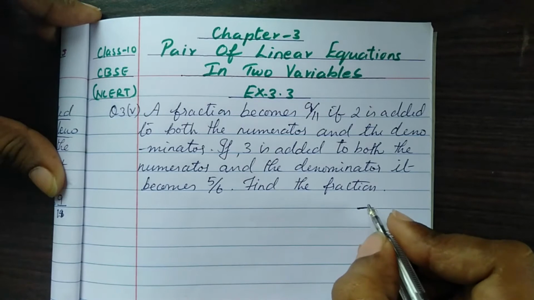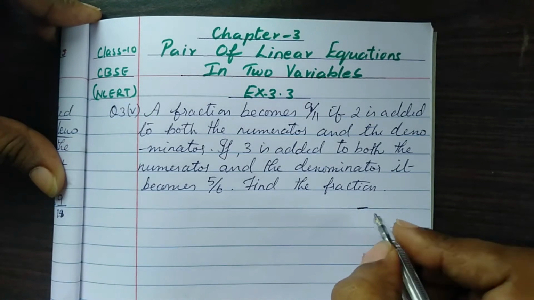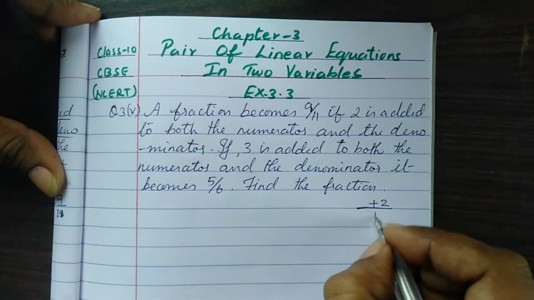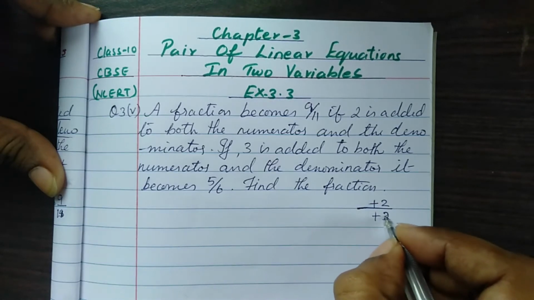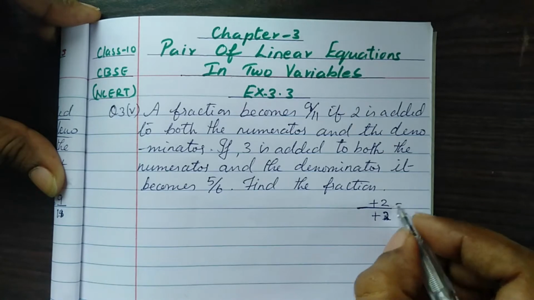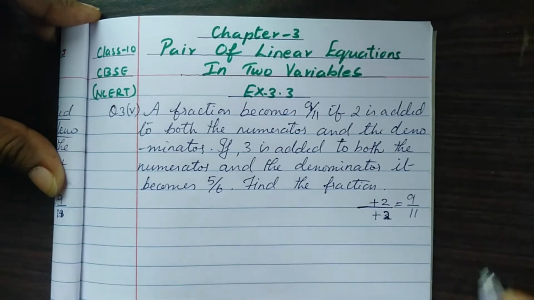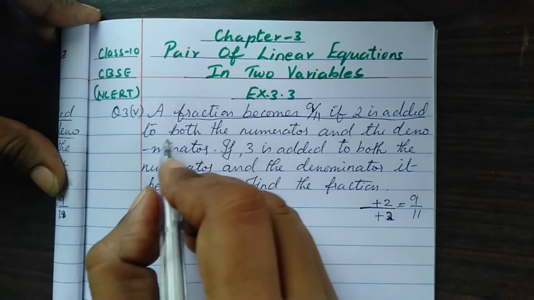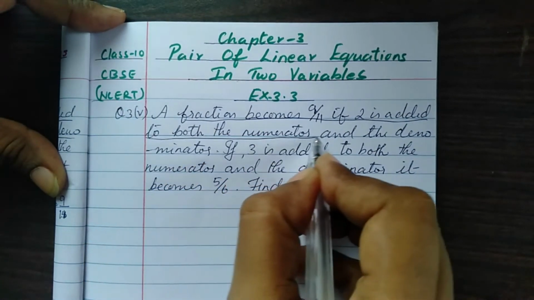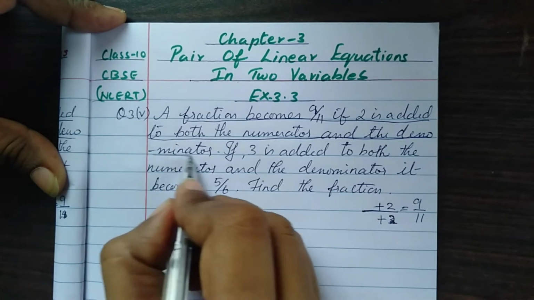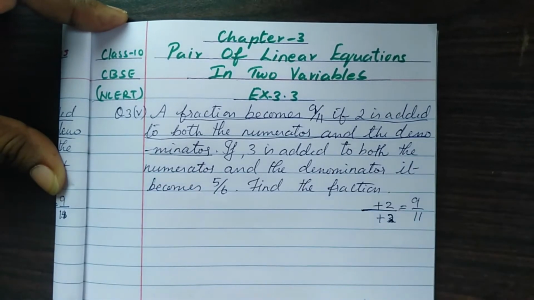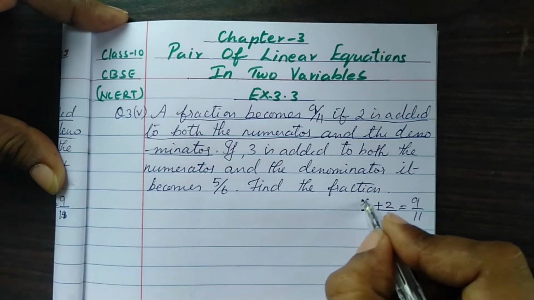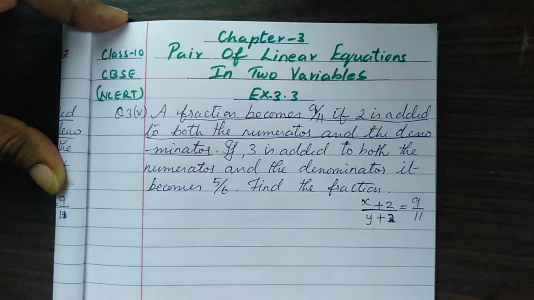We neither know the numerator nor the denominator here, but we have to add plus 2 to the numerator and plus 2 to the denominator as well. So this becomes 9 by 11. This is what is said in the question. You have to add 2 both to the numerator and the denominator to get 9 by 11. Okay, so we will name the numerator as x and the denominator as y.